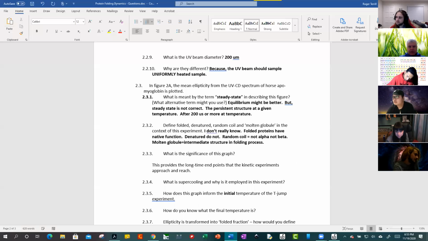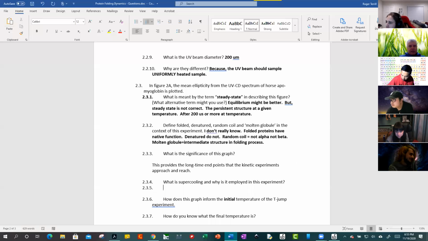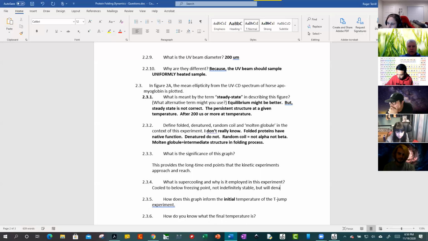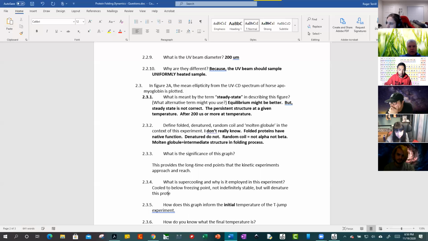Okay. So supercooling, that's easy. That's simply cooling to below the freezing point, not indefinitely stable. But it will denature this protein reversibly.